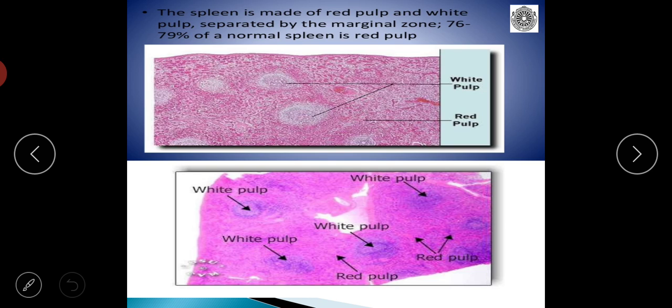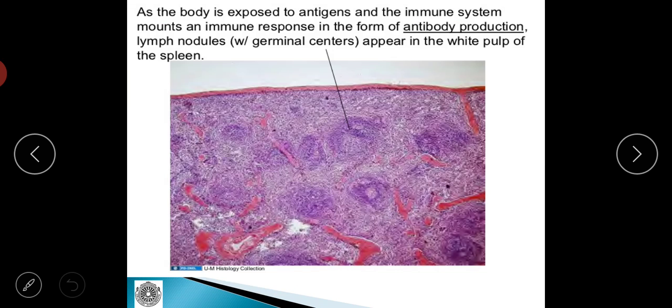The spleen is made up of red pulp and white pulp separated by the marginal zone. About 76 to 79% of a normal spleen is red pulp. This is what is shown in the diagram. However, apart from this red pulp, there are some intermediary projections called white pulp. As you observe in this picture, there is very little white pulp and more red pulp. As the body is exposed to antigens and the immune system mounts an immune response in the form of antibody production, lymph nodules, that is germinal centers, appear in the white pulp of the spleen. So the germinal centers are shown here in this slide.